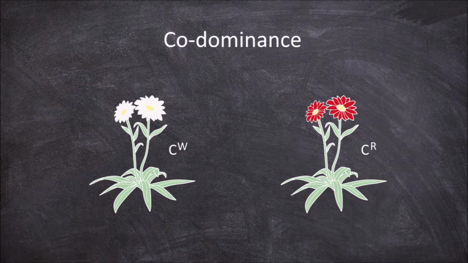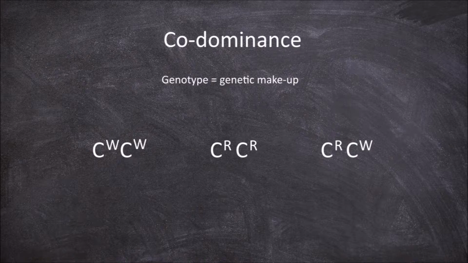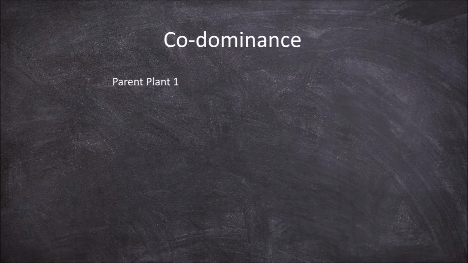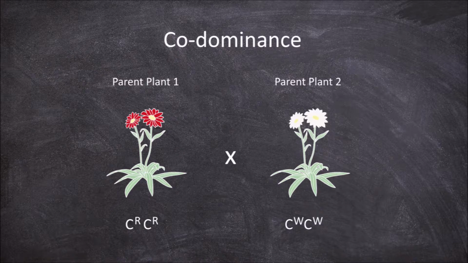Genotype refers to the genetic makeup, in other words, the specific genes or alleles an individual has. There are three potential genotypes a plant may have for this trait: CWCW, CRCR, and CRCW. We are going to cross one parent plant with two homozygous CR alleles, which we know will have red flowers as they only have alleles for red flowers, with another that has two homozygous CW alleles, which we know will have white flowers as they only have alleles for white flowers.